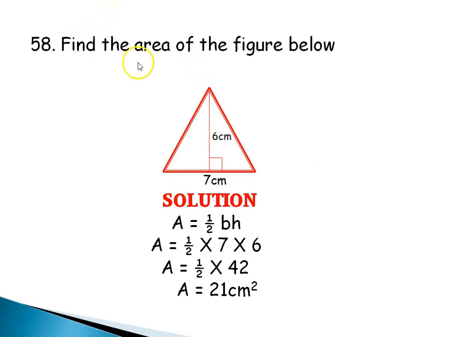Question 58. Find the area of the figure below. You have a triangle with height 6 cm and the base is 7 cm. Alright, so the formula for finding the area of a triangle is half base times height. So 1/2 times the base, 7, times the height, 6. 7 times 6 is 42. 42 divided by 2 is 21 centimeters square. So the area of this figure is 21 centimeters square.